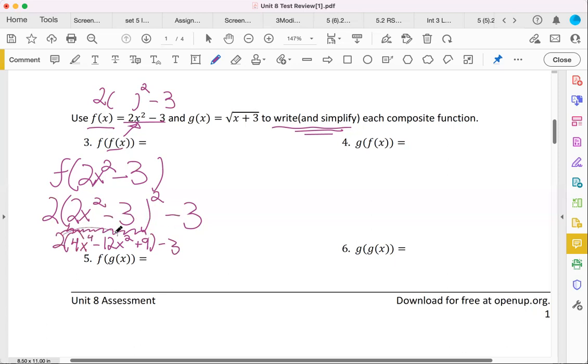And then if we really want to simplify this further, distribute that 2 and get what? What would you get? I'd get 8x to the fourth minus 24x squared. 2 times 9 is 18, but then deduct 3, so this is plus 15. Let that sink in for a moment. This is the most simplified way to write your answer. I'm hoping that you're able to achieve the same thing.